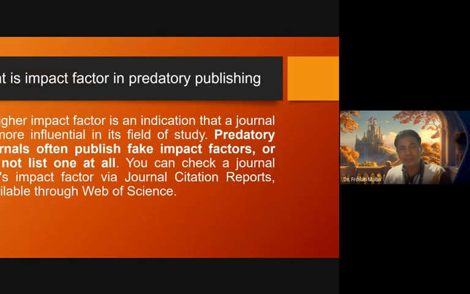So what is the impact factor in predatory publishing? Of course, a higher impact factor is an indication that the journal is influential, if the number we're talking about here is true. Predatory journals do not publish fake impact factors or do not list one at all.